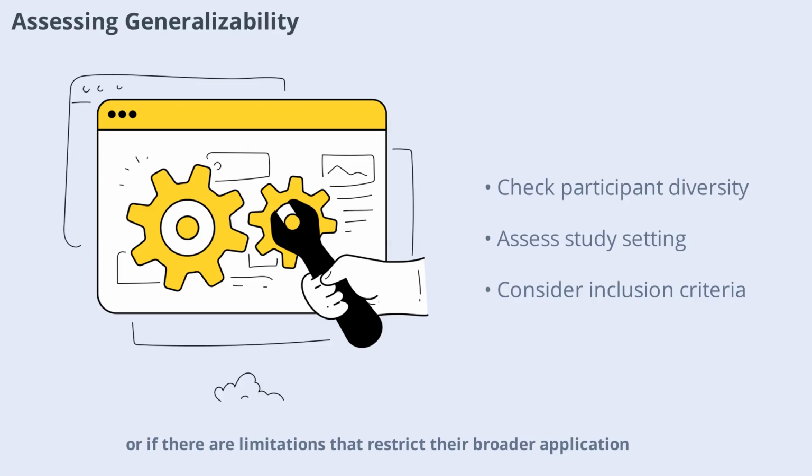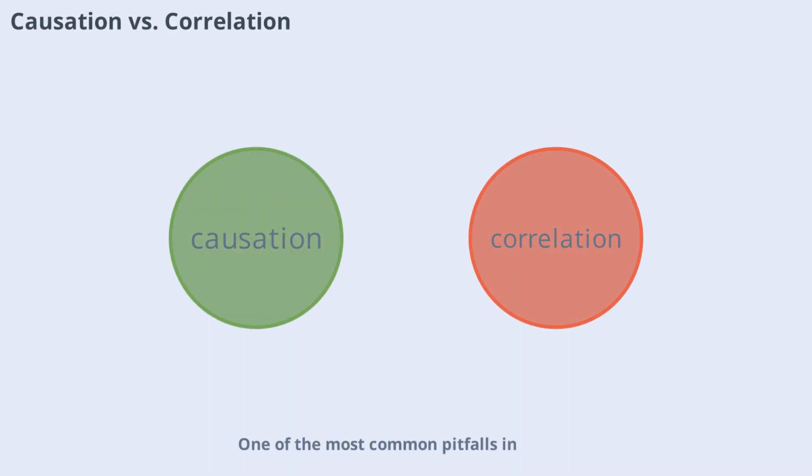broader application. One of the most common pitfalls in interpreting biomedical research is confusing correlation with causation. Just because two variables are associated does not mean one causes the other. Strong study designs, such as randomized controlled trials, are better suited for establishing causality. Always be cautious when drawing causal inferences from observational studies.